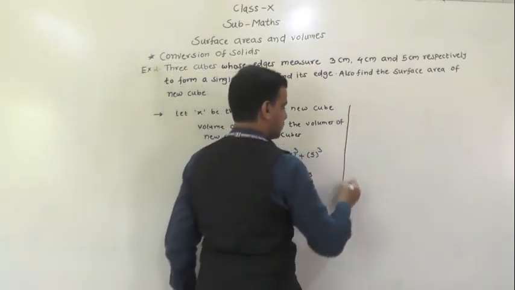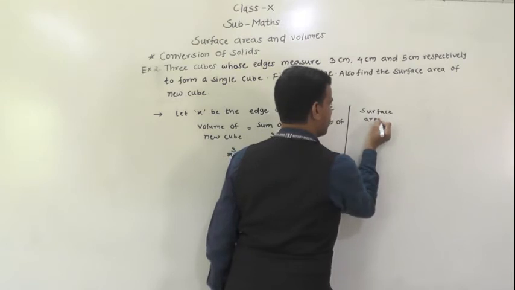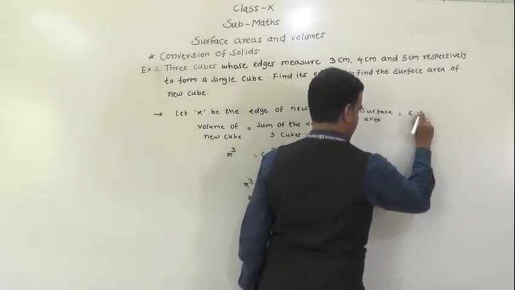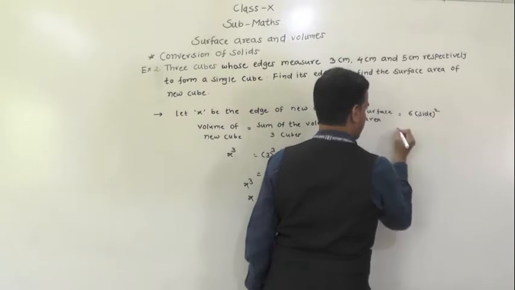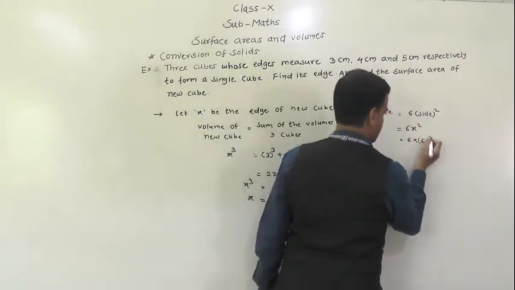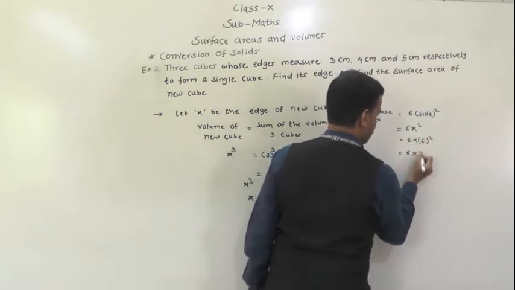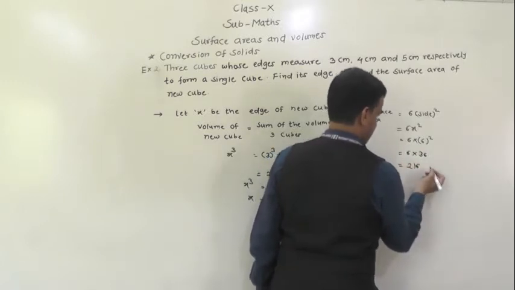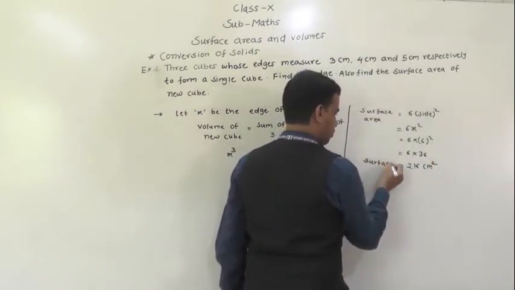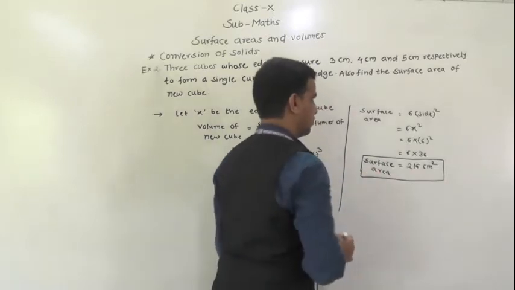Now we have to find the surface area of the new cube. Surface area here means TSA. So surface area is 6 into side square. Here the side is x, so 6 into x square, and the value of x is 6, so 6 into 6 square. First find the square of 6 and then multiply with 6. That is 6 into 36, that is 216 centimeter square. So the surface area of the new cube is 216 centimeter square. Understand this one.